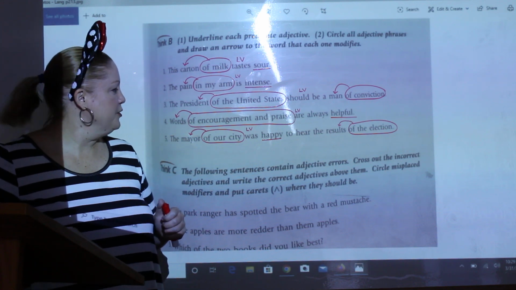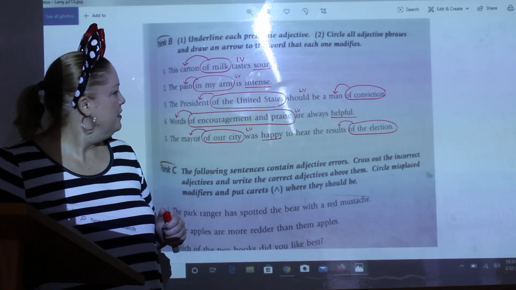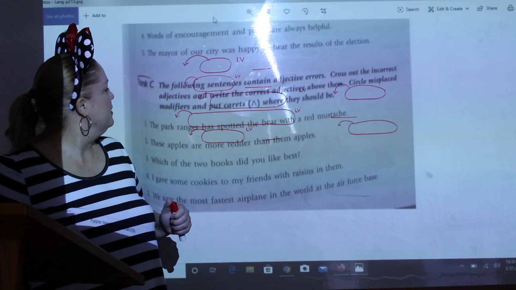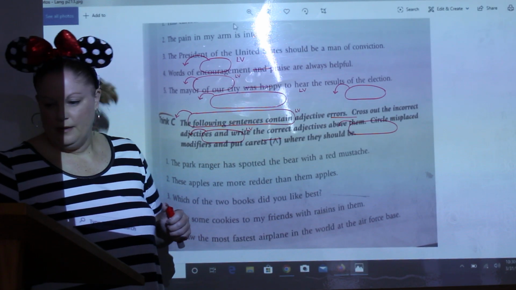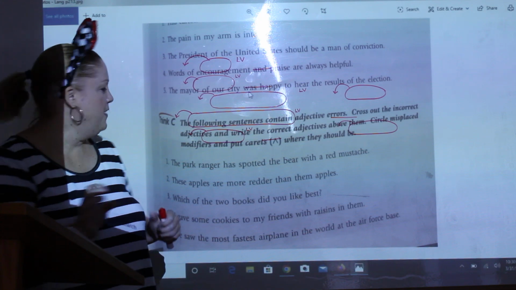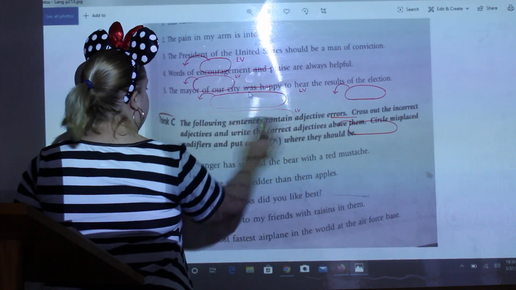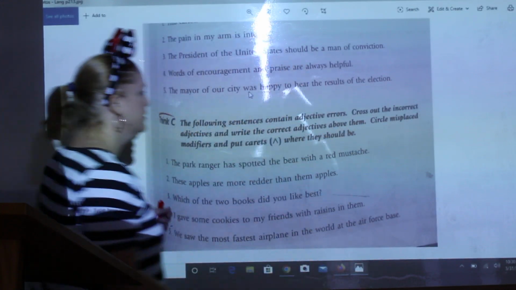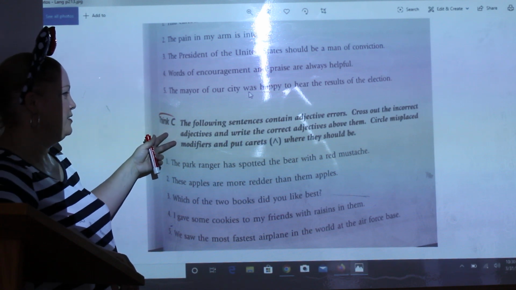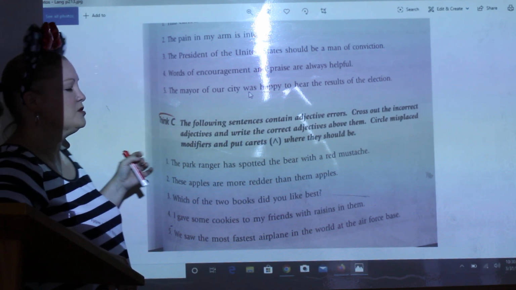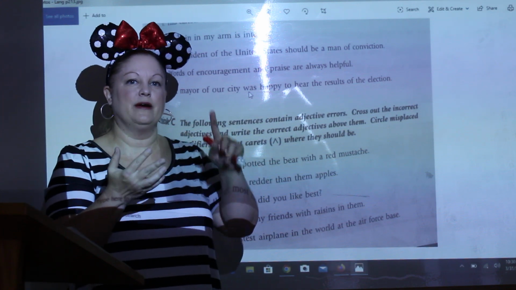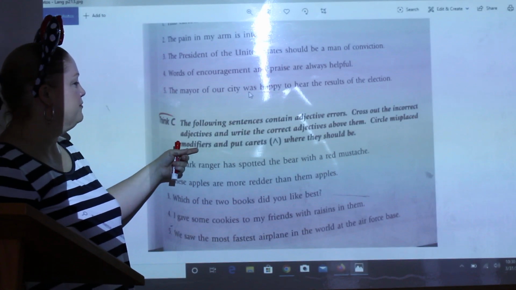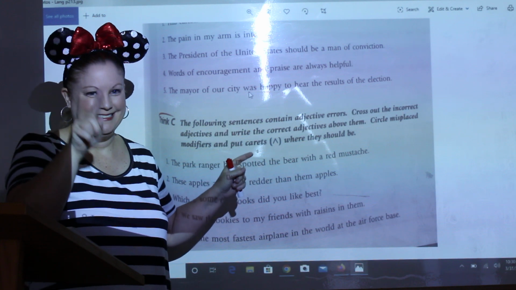I want you to do this on your own. If I can scroll up here. Oh, we just did think B. Think C. There we go. It would help if I followed that. Okay. The following sentences contain adjective errors. Cross out any incorrect adjectives. Write the correct adjectives above them. So this is where if we're looking for positive, comparative, superlative, they did that wrong. Or circle misplaced modifiers and put the carets where they should be.